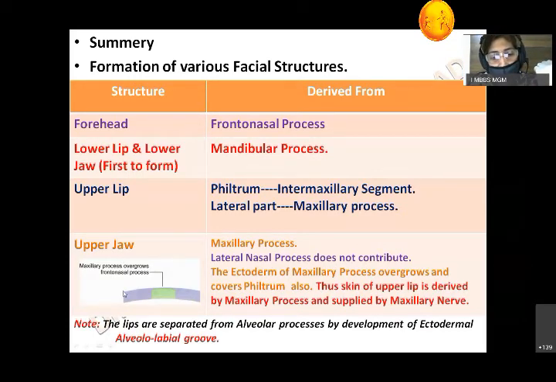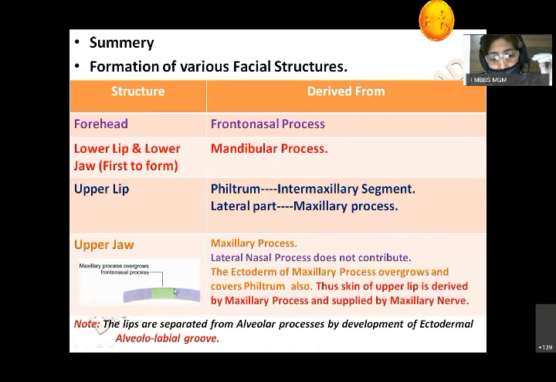Upper jaw: now here you can appreciate that the upper jaw is formed by the maxillary process. Lateral nasal processes do not contribute to the upper jaw formation, and the ectoderm of the maxillary process overgrows and covers the philtrum also. So the mesoderm inside is forming the philtrum, but the skin over the philtrum is formed by the maxillary process only. The ectoderm of the maxillary process overgrows and covers the philtrum also.